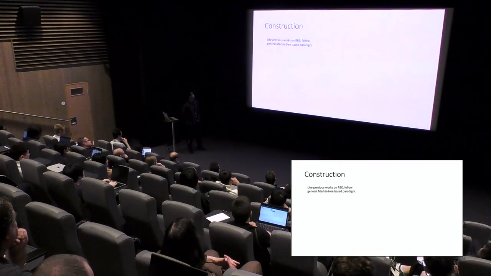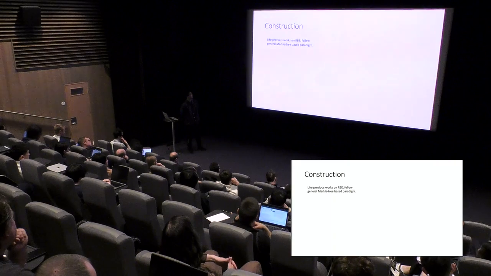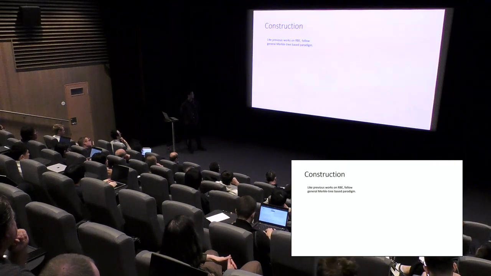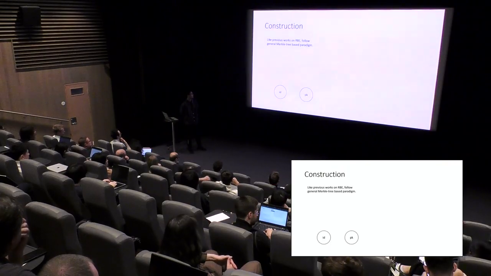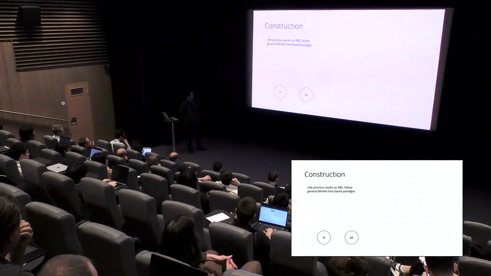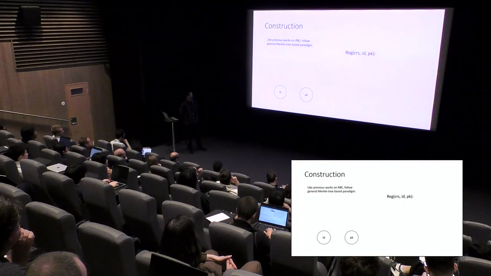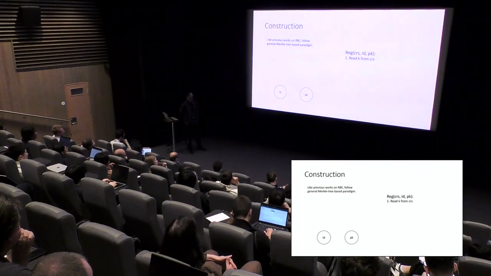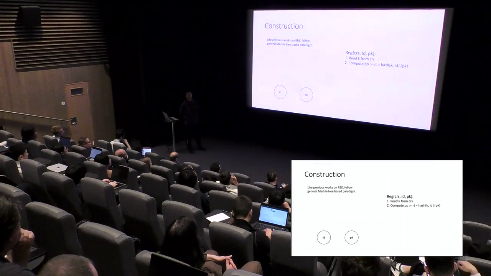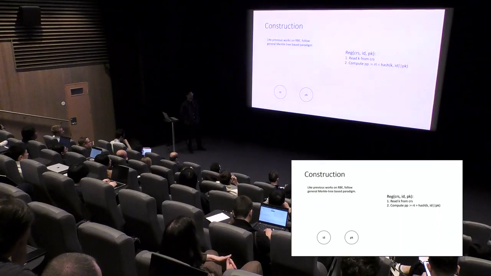Okay, so like previous works on RBE, our work also follows the general Merkle tree-based paradigm. Let me give an example of the paradigm using the registration of the first user. So after the key curator receives the identity and the public key of the first user, it first reads from the CRS a key for a hash function, and then basically uses the key for the hash function to build a Merkle tree, and then publishes the root of the tree as a public parameter.